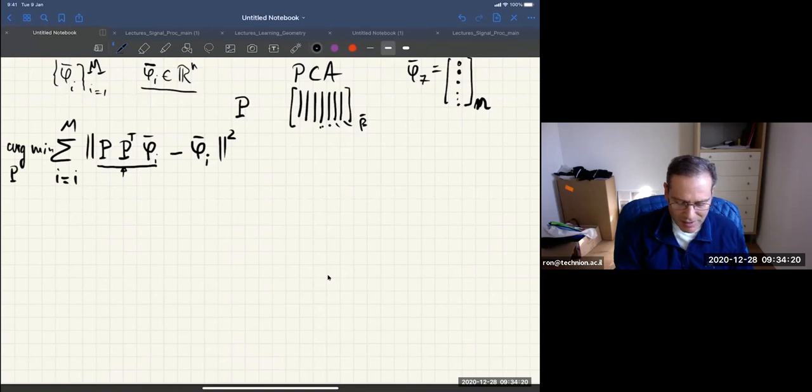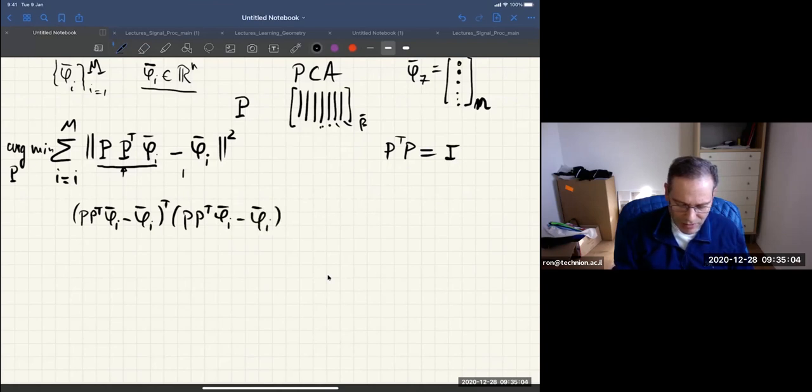We are looking for a basis, let's call it P, and we know that P transpose P is equal to identity. It is a basis. And the question is, how do we optimize that? So let me write in matrix notation, and I'm just reminding you of the trace, we'll get back to it when we need it. So what can we write? We can write P transpose psi i minus psi i, and this one would be transpose times P transpose psi i minus psi i. This is what is written over here.